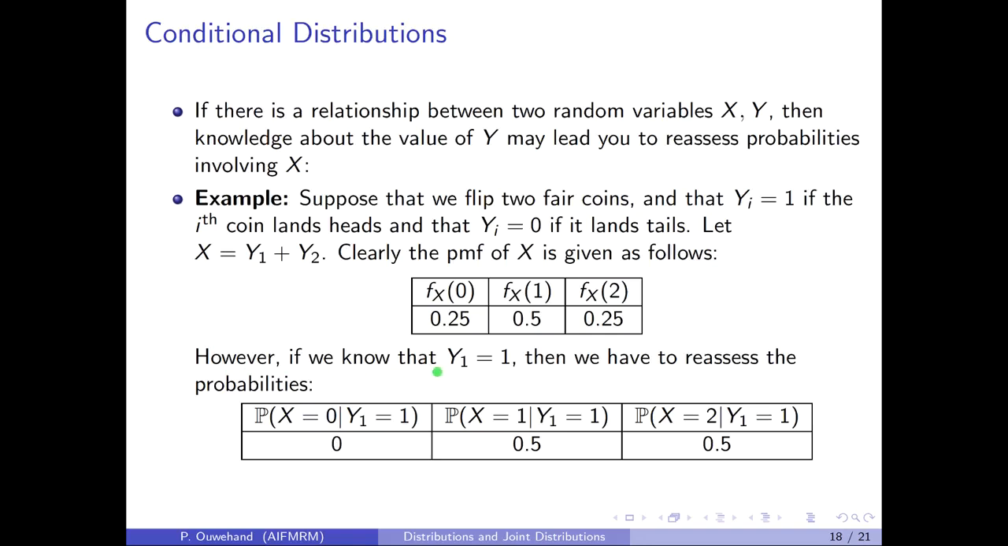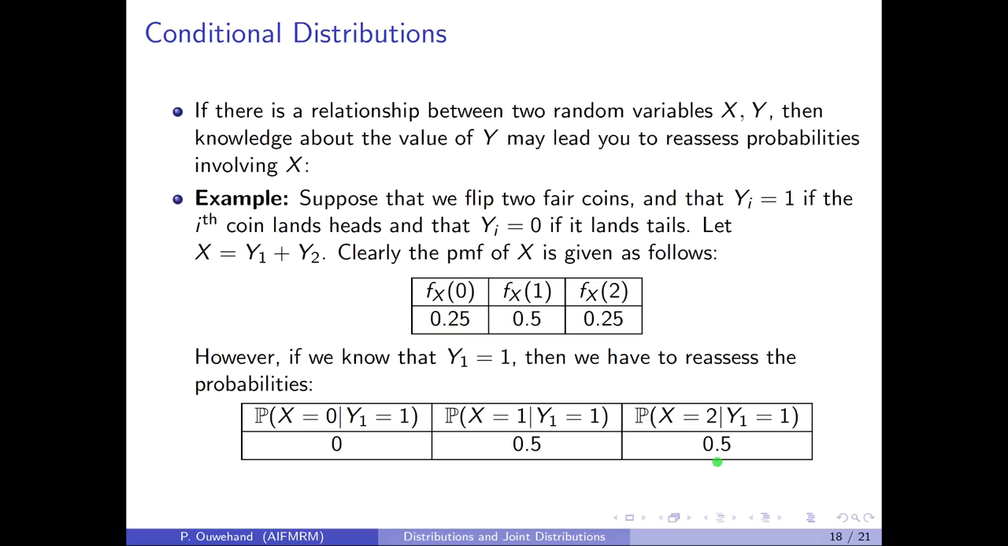Suppose now, however, that we are given some additional information, e.g. that we know that the first coin lands heads. In that case, we have to reassess the probabilities. In this case, the probability that x is equal to 0 is 0, because x cannot be less than 1 if y1 is equal to 1. The probability that x is equal to 1 is now the probability that the second coin lands tails, and that is a half. Whereas the probability that x is equal to 2 is the probability that the second coin lands heads, and that is a half also.